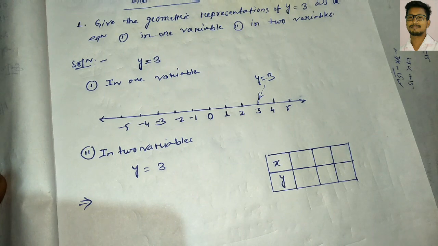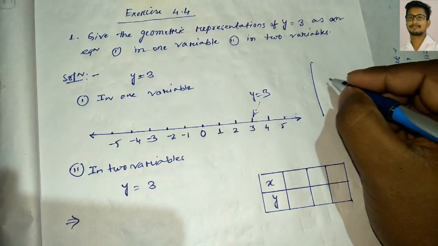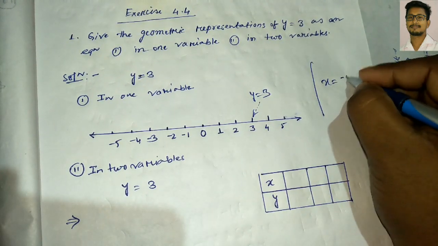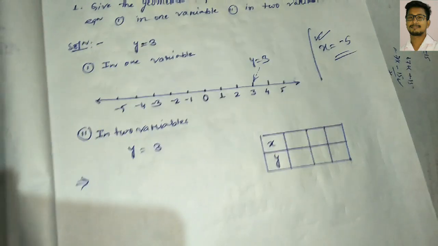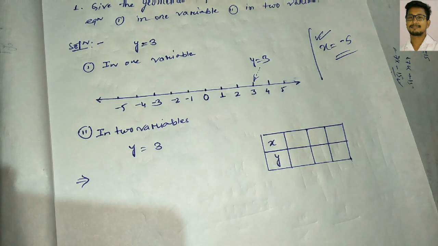You can do it easily like that. Then you can do one question from here. You do x equal minus 5, okay, for one variable also and for two variables also. Now we'll do Roman 2. In Roman 2, that means in two variables, I will express it here now.